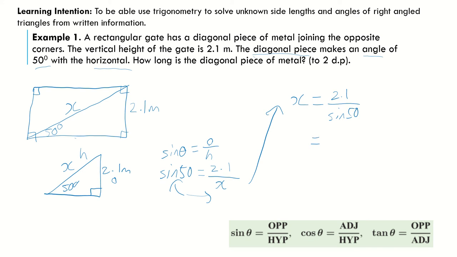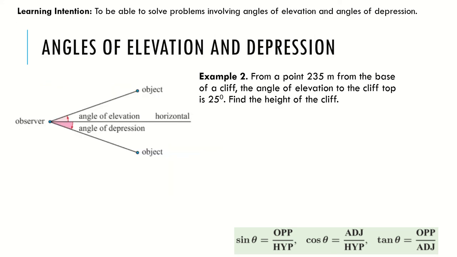If we type that into our calculator, we'll get a number. 2.1 divided by sine 50 gives us 2.74, which seems reasonable, and that is in meters. So it's trigonometry, like you've been doing, except this time we've got to draw our own diagrams.